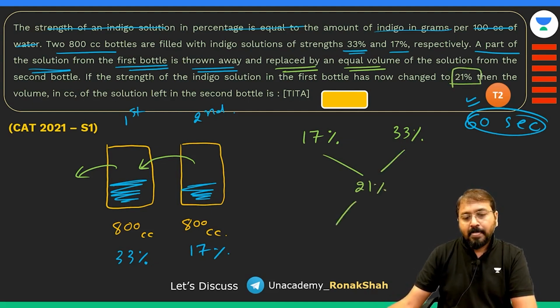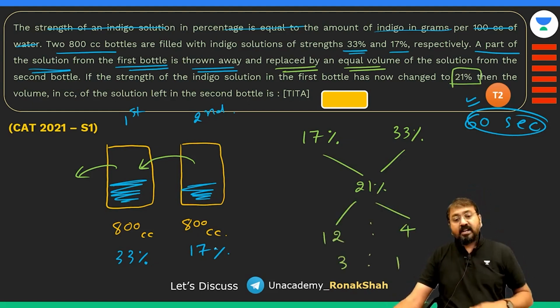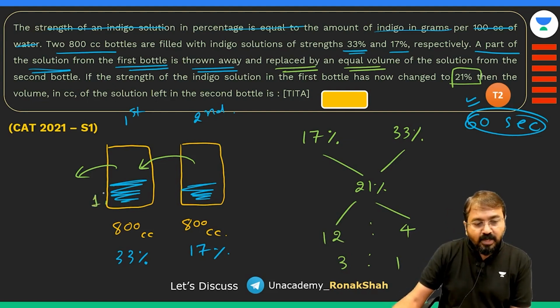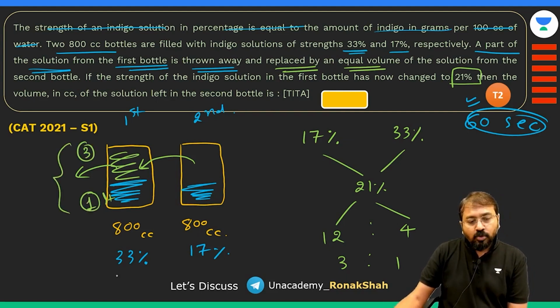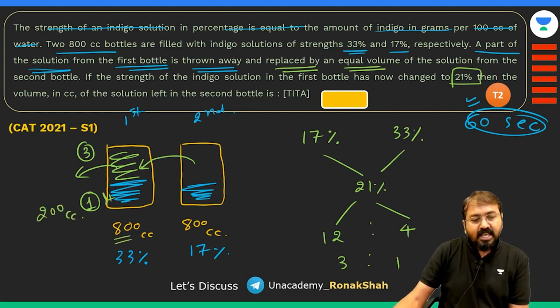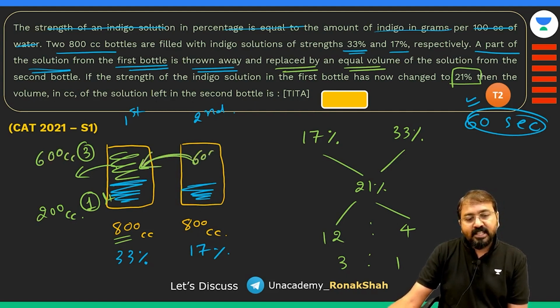Very simple. You can easily apply that rule of alligation and you can make out this is 4 and this is 12. So we have mixed these two in the ratio 3:1. That means if this is 1 part, then what I have added from bottle 2 has to be 3 parts. The total we know is 800 cc. So can I say this has to be 200 cc and this has to be 600 cc. So we transferred 600 cc to the first bottle.